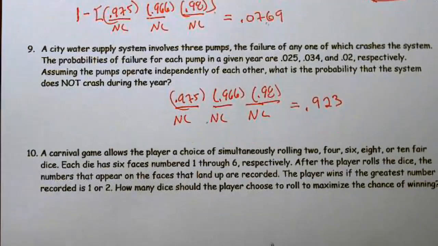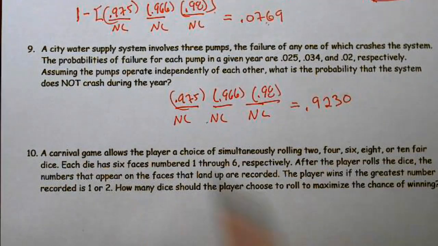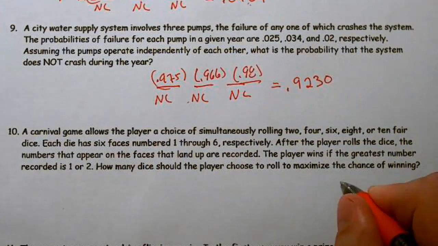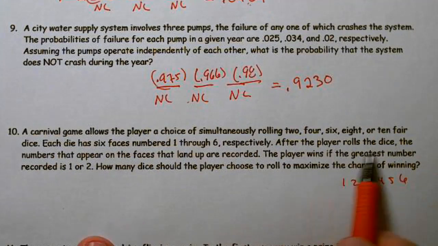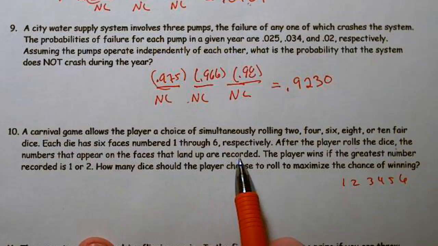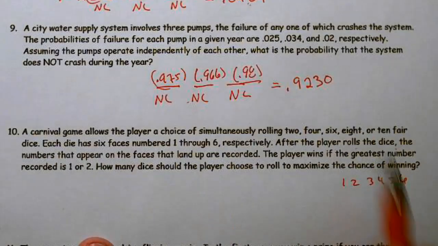A carnival game, and this should have been a 0. The carnival game allows a player a choice of simultaneously rolling 2, 4, 6, 8, or 10 fair dice. Each die has 6 faces, 1 through 6. So basically, when we roll a dice, we can get a 1, 2, 3, 4, 5, or 6. After the player rolls the dice, the numbers that appear on the faces land up are recorded. The player wins if the largest number recorded is a 1 or 2.